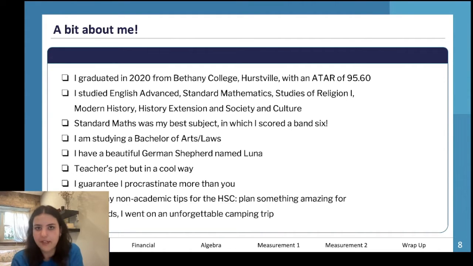And my teachers were definitely people who had a great influence on me. So I will wear the badge of honor when it comes to being a teacher's pet. I guarantee that I procrastinate more than you, but I talk a lot about procrastination in my lectures because people have a million questions. How do you deal with it? How do you cope with it? Blah, blah, blah. I'd like to think that I'm fairly successful academically and in life despite my severe procrastination.